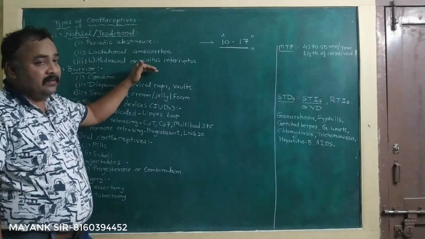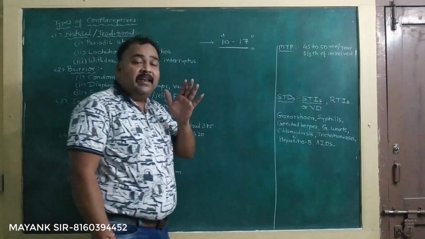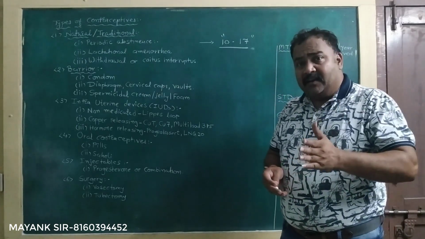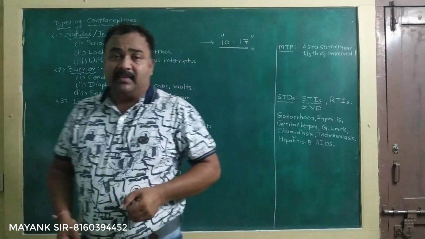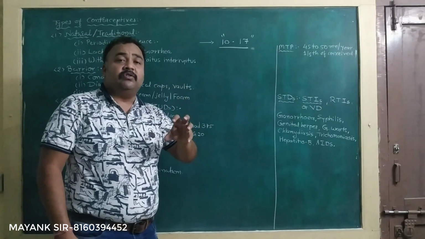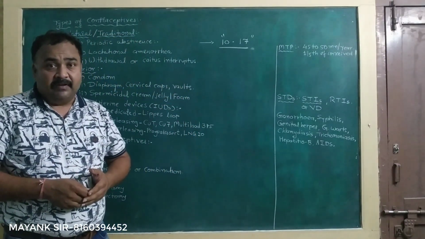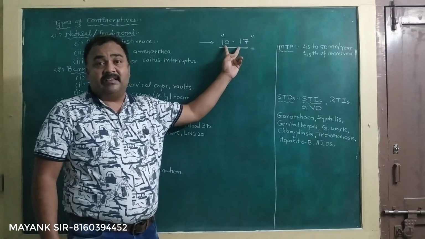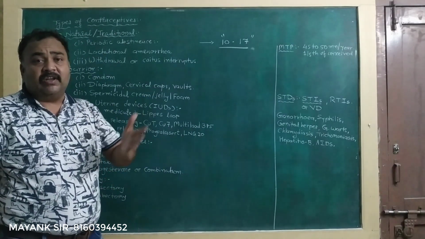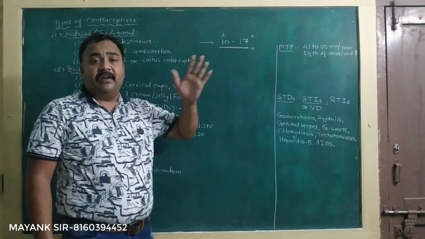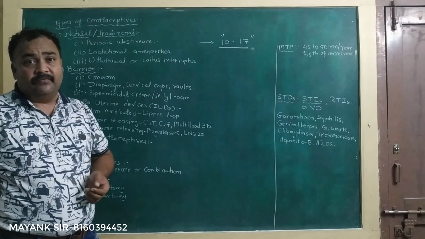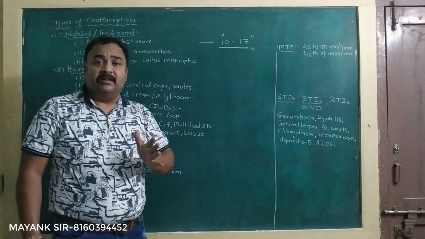So generally these methods, natural methods and barrier methods, are used to prevent the meeting of sperms and ova, and they act as a barrier between them. Periodic abstinence is the method in which coitus or intercourse is prevented during the 10th to 17th day of the menstrual cycle of the female, so that no sperm will be ejaculated in the vagina during this period, and there will be no possibility of fertilization. That means the zygote will not be formed, so there will be no possibility to become pregnant.